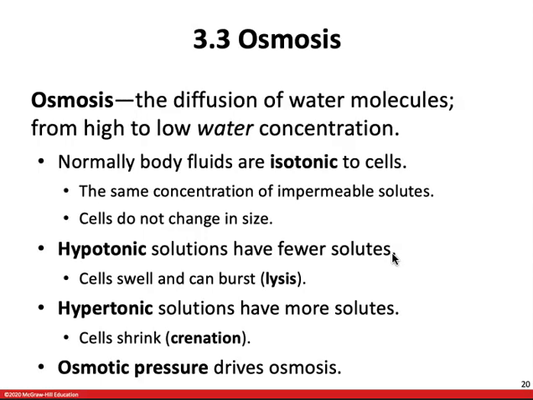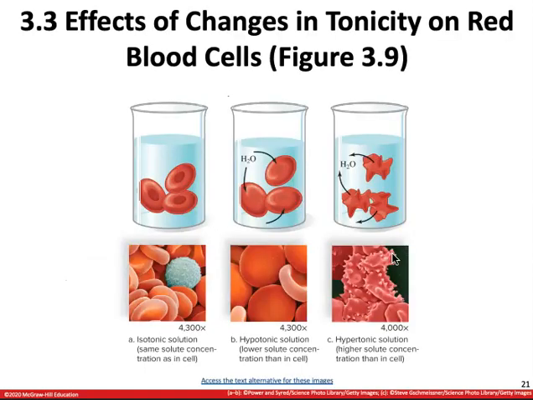And you'll see this happen frequently if you work in the healthcare field. If you've ever worked with blood samples, it is possible for those blood cells to burst. Of course, that's outside of the body, in a centrifuge or whatever. But that bursting of the red blood cells is the hemolysis in a hypotonic solution. A hypertonic solution would have more solutes than your cells, so the cells are going to shrink, undergo crenation. Osmotic pressure is going to drive this.